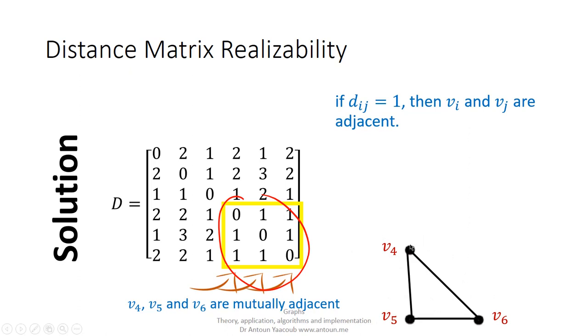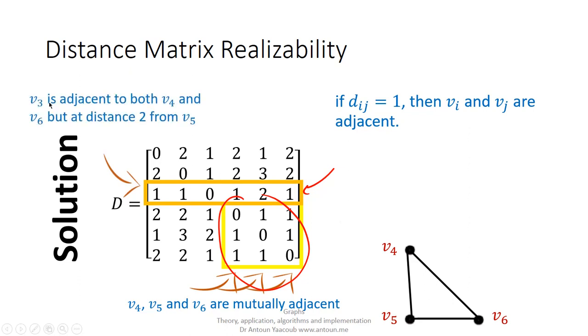So I need to identify how I can continue. I'm sure here that V4, V5, and V6 are like this. So we try to link other vertices to this one. Obviously I may look at this row. This row, which is the row of V3, says that V3 is adjacent to both V4 and V6, but at distance 2 from V5. So I have a direct link from V3 to V4 and from V3 to V6, and the distance between V3 and V5 will be 2. So I have placed 4 vertices.